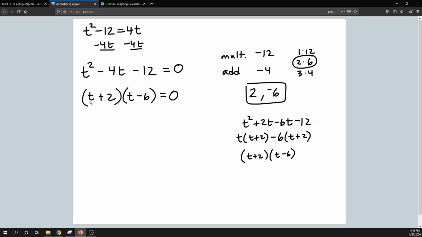Next up, what we are doing is now we've got this equation. The left side is completely factored. The right-hand side is 0. So what we're saying is that if I take t plus 2 and t minus 6 and multiply them together, I get 0. By the principle of zero products that we talked about, that means either t plus 2 is 0 or t minus 6 is 0, or both.